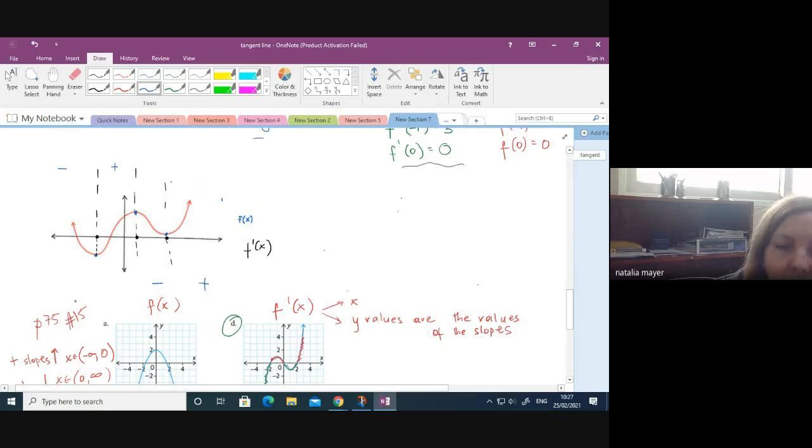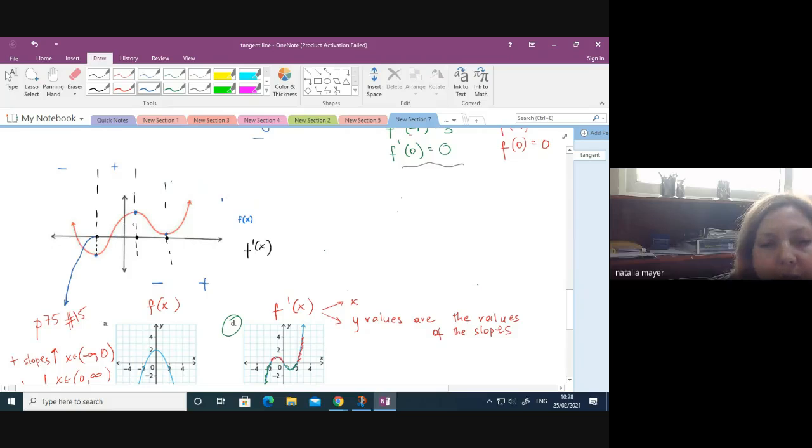However, it's negative, so here we have big negative values. We start with big negative values. Where should I come at the end of this interval for the derivative? I should find myself here, at the x-intercept, as we said. So I start really low, somewhere down here, and then I come all the way up to 0. Okay?